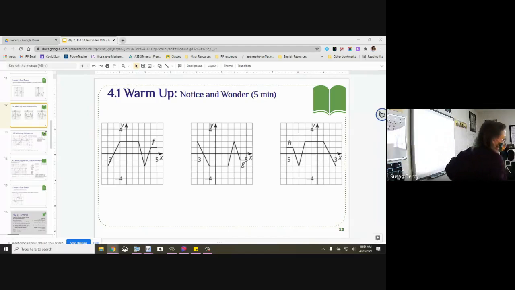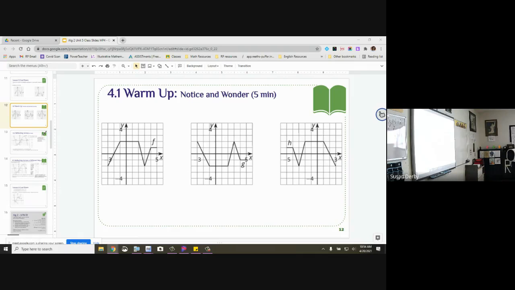Let's continue on with our lesson 4. All right. So our first part starts with noticing a couple of things and wondering what's going on.